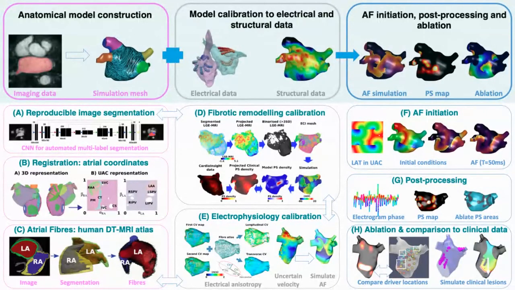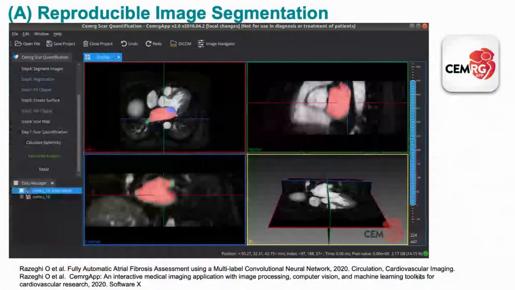There's a lot on this slide, but essentially, we want to construct an anatomical model, calibrate the model to our electrical and structural data, initiate AF, and post-process the simulations, and perhaps simulate ablation. I'll go through each of these steps in turn and focus on some of our new developments. So first of all, how do we get an anatomy?